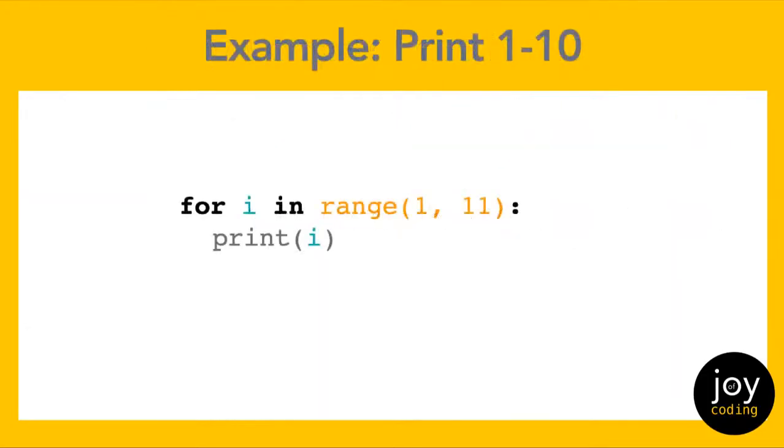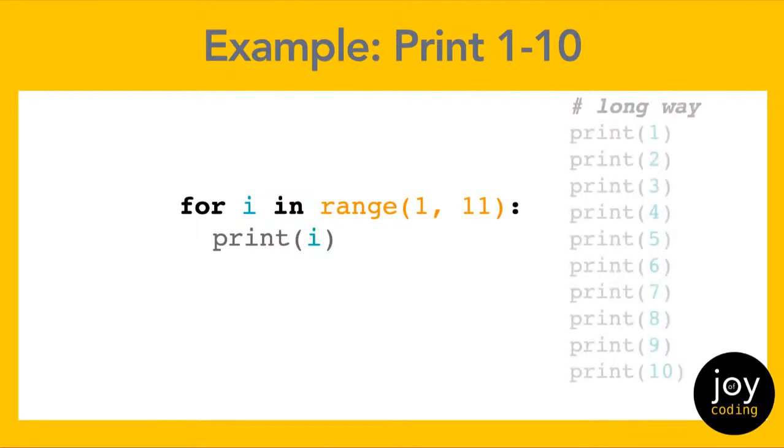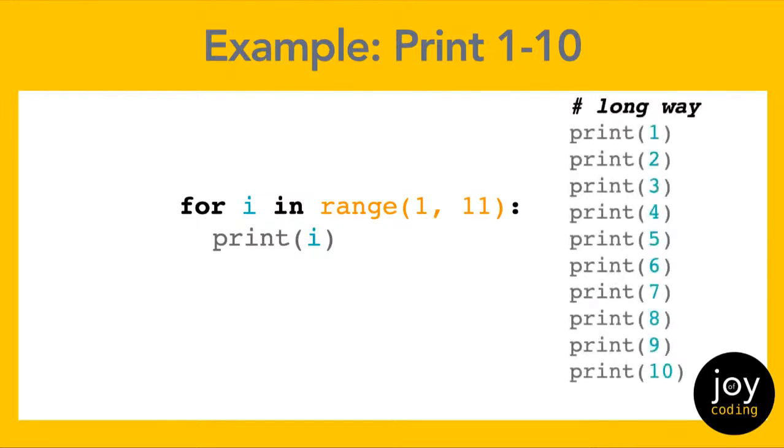So this is our example from the previous slide that allowed us to print the numbers from 1 to 10. So the longer way of writing it is over here. Let's walk through and break down each of these components in this for loop. So first we start with the keyword for. That's going to tell Python that we're going to write a loop structure.